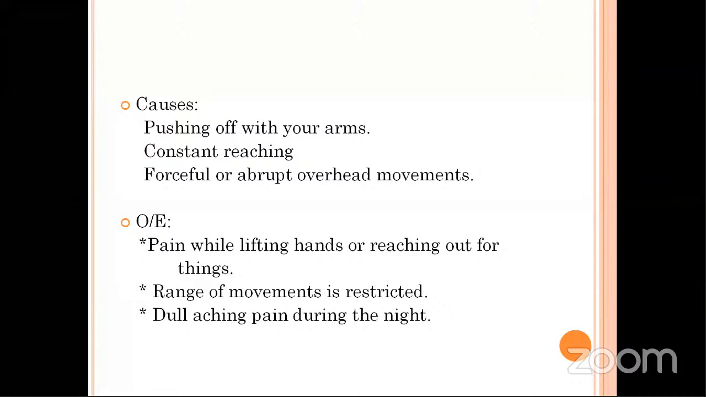Also, in sports like tennis or any racket sports where there are forceful abrupt overhead movements, the already weakened tendons can undergo tear or rupture. So in rotator cuff injuries, on examination, the patient will give history of pain while lifting hands or reaching out for things. And there is restriction in the range of movements. And he gives history of a dull aching pain which increases during the night.